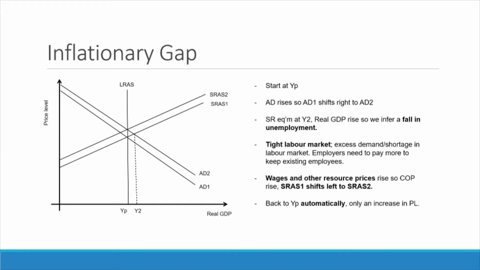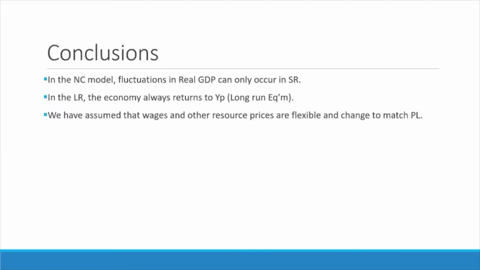So what are the main conclusions from this? In the New Classical model, fluctuations in real GDP, which means recessionary or inflationary gaps, can only occur in the short run. In the long run, the economy will always return to potential output at long-run equilibrium. And the key assumption here is that wages and other resource prices are flexible and change to match price level.